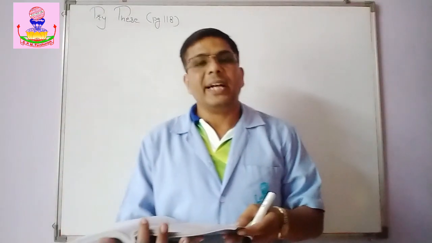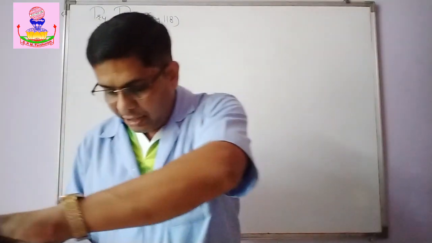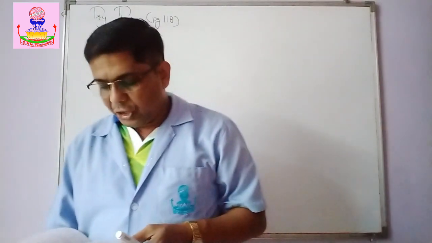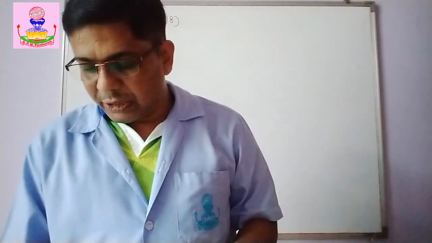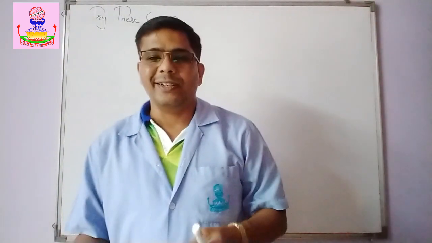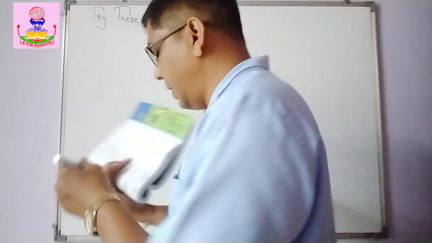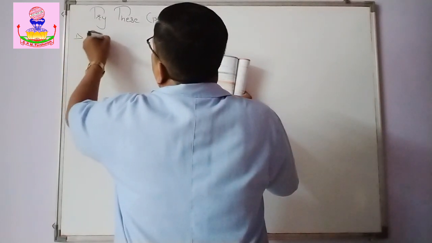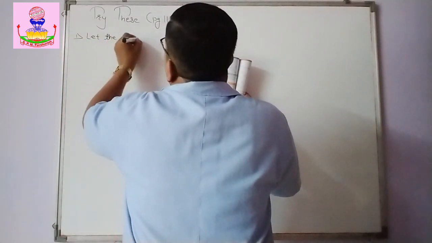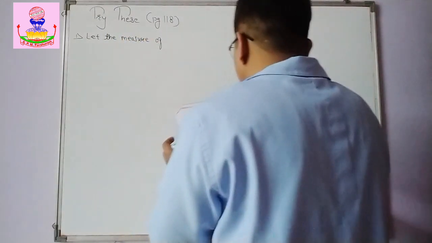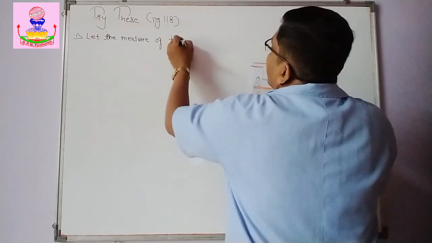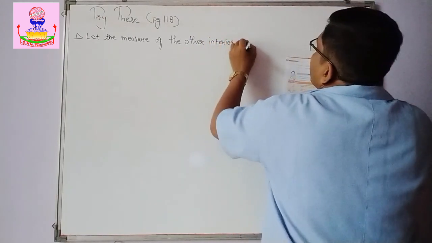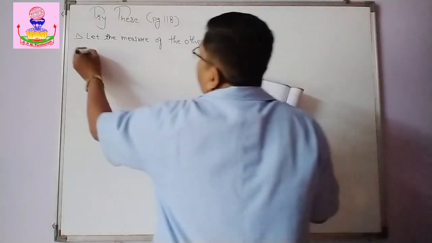Try these, on page number 118 only. First question: an exterior angle of a triangle is of measure 70 degrees and one of its interior angles is of measure 25 degrees. Find the measure of the other interior opposite angle. So let us assume it to be x. First one I am solving. Let the measure of the other interior opposite angle be x degrees.